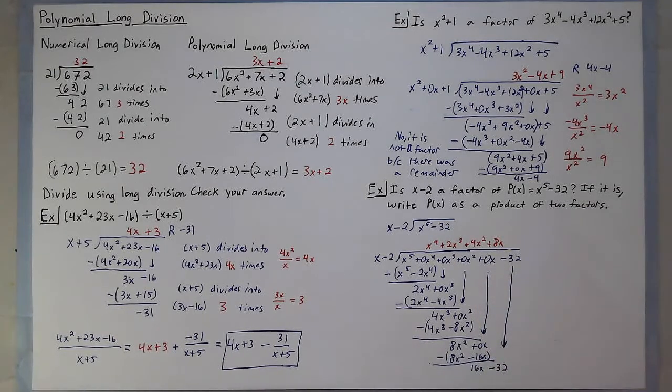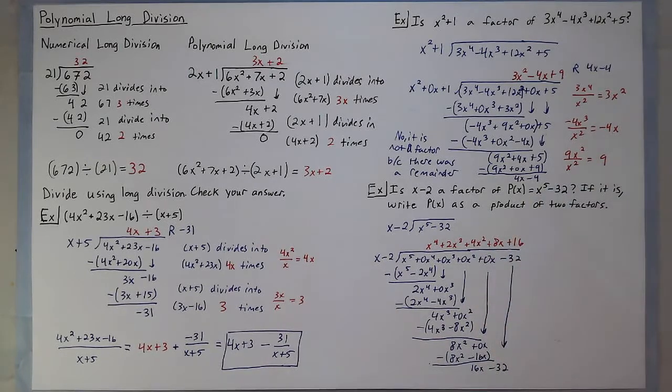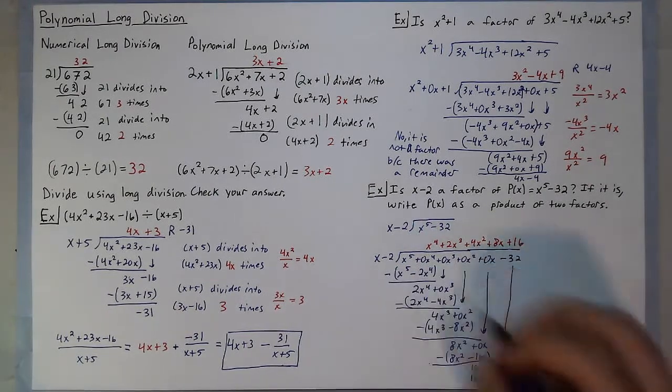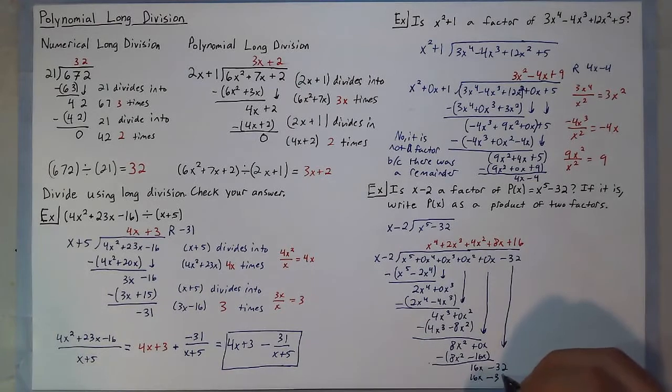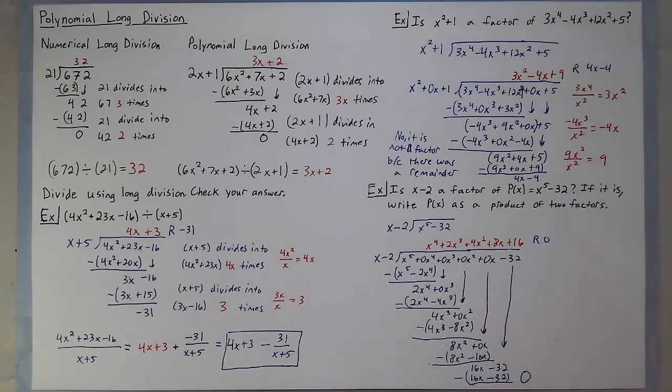Again, how many times does x go into 16x? Positive 16 times. And then what is 16 times x? 16x. 16 times negative 2 is negative 32. Subtracting these two gives me 0 for the remainder. So it is a factor for sure.